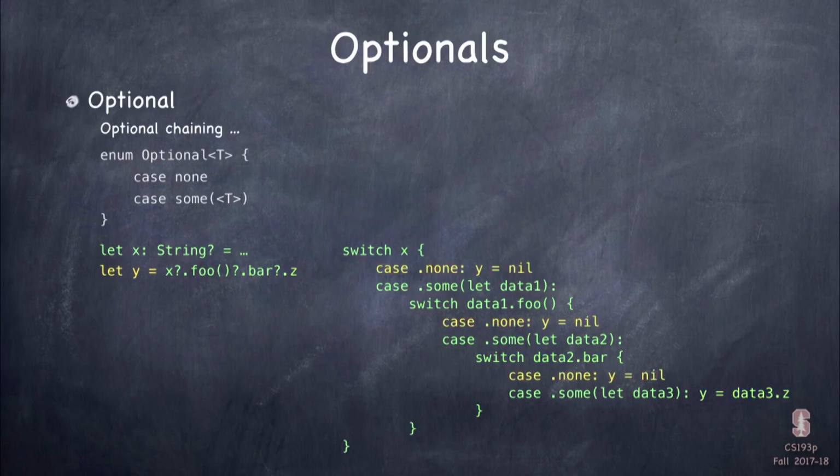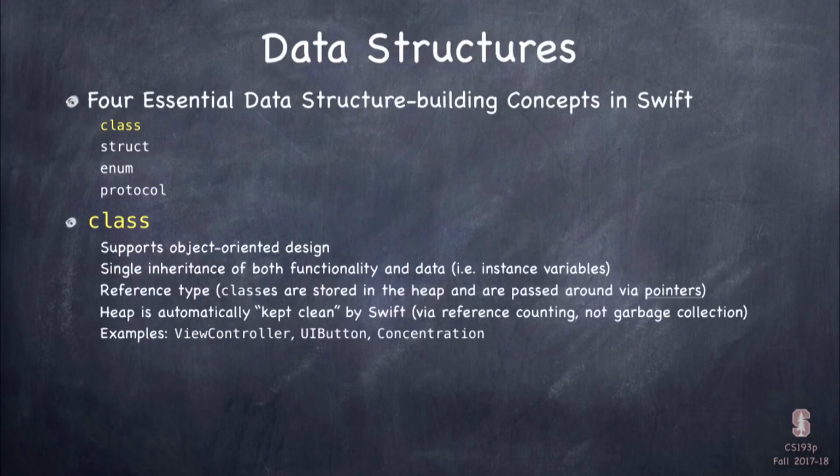If at any time any of those things is nil, look at all the case nones. Case none, case none, case none, y gets to be nil, and we're done. We move along. Okay, so that's optional chaining. I made it optional, no pun intended, for you to read about that in your current assignment. I recommend you do because you can make really beautiful code using optional chaining. It's really nice.